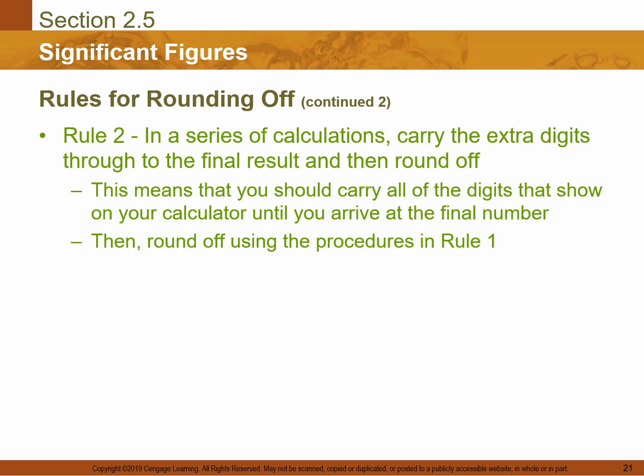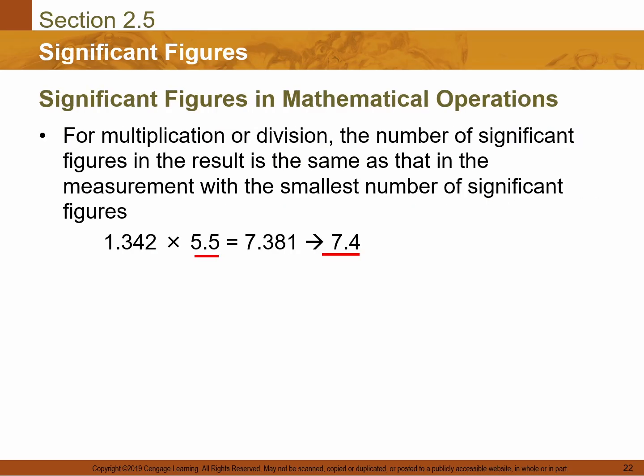For multiplication and division, the answer is limited by the measurement with the fewest significant figures. For this example, 1.342 has 4 significant figures and 5.5 has 2. The calculator, when we do that, gives us 7.381, but the final answer must have 2 significant figures because of our 5.5, so we must report 7.4. The rule is based on significant figures, not decimal places, when we are multiplying or dividing.